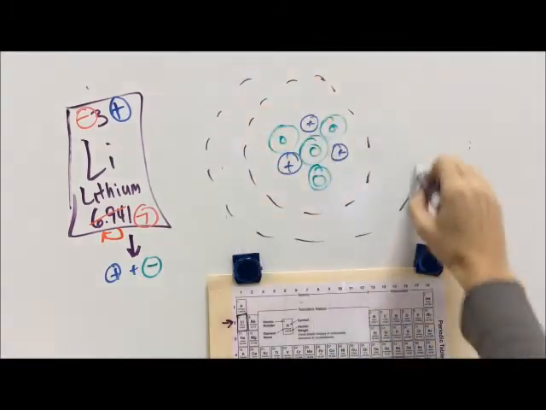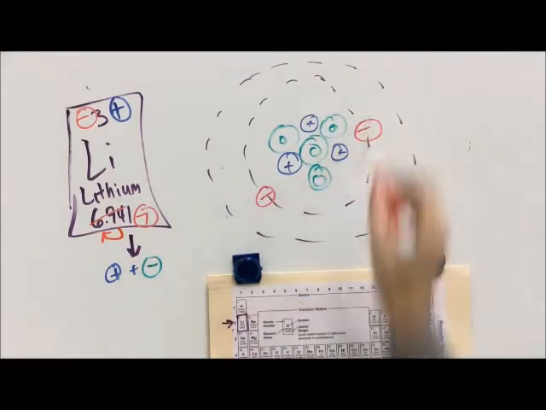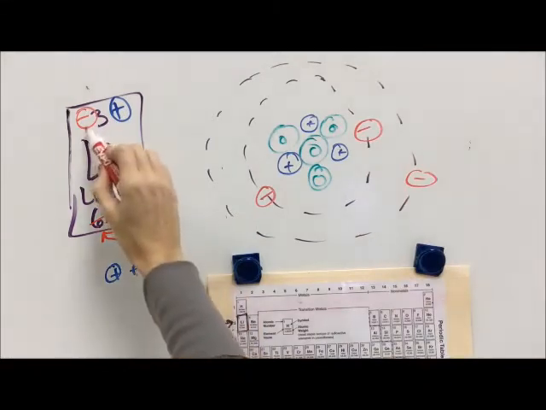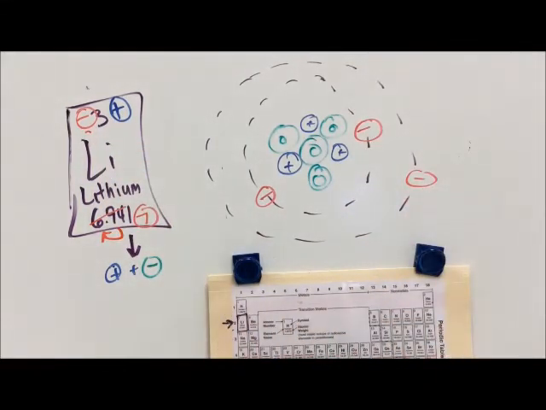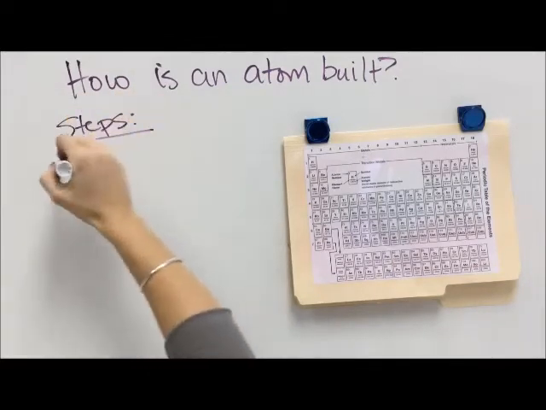So I need to draw 1 ring, 2 rings, and then I will put 2 electrons in the first ring because there's 2 boxes in the first row. And then 1 electron in the second ring because lithium is the first box in the second row. So now I still have 3 electrons, but I have them in the correct place, and my lithium is drawn correctly. So here are our steps to build an atom.